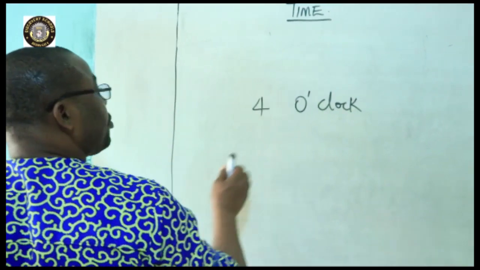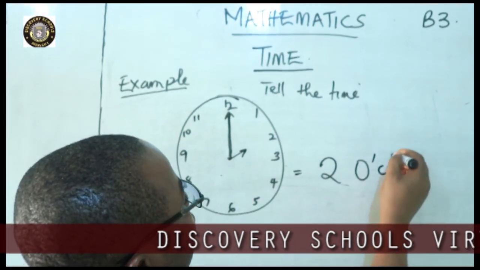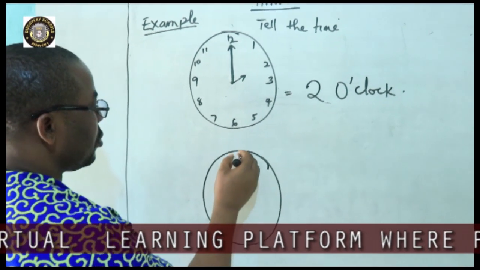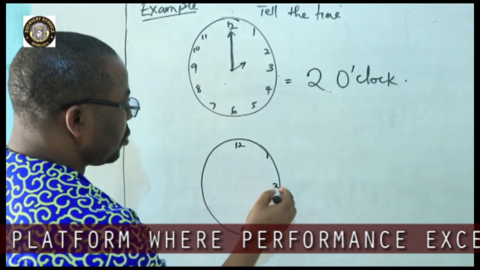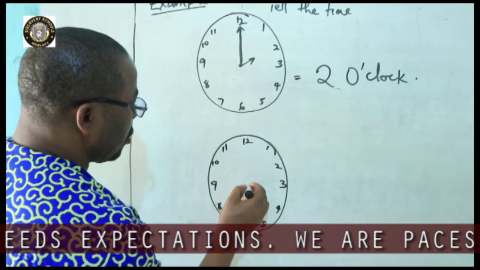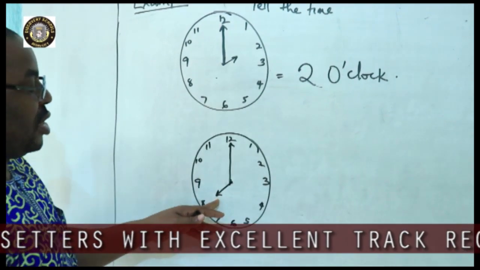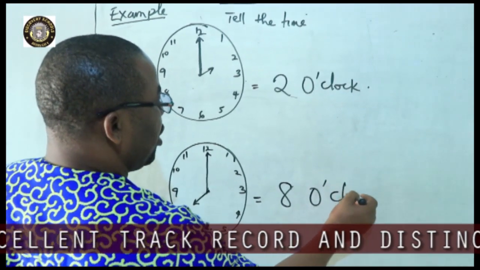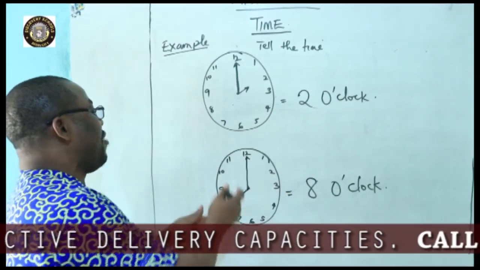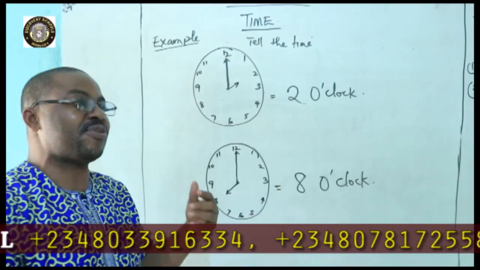So let's draw it on the board. And what will be the answer? The short hand is pointing to 2. Our time is 2 o'clock. If I give another one, the short hand is pointing to 8, the time is 8 o'clock. I hope you understood it. Anywhere the short hand is pointing to, it determines the time. 12 is always called o'clock. If I put it at 4, it becomes 4 o'clock.